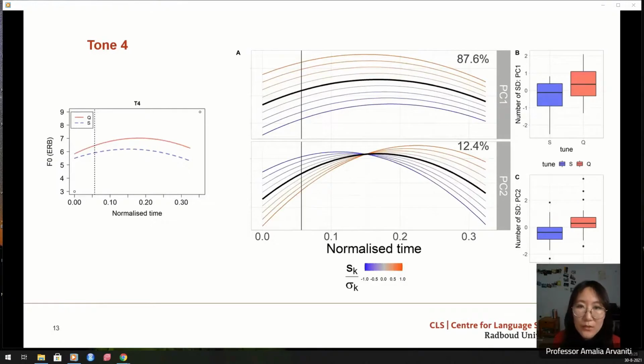All in all, 4 tones are showing that the questions have higher register than the statements. And in the questions, the falling tones don't fall as much as in the statements. And for the rising tones, the questions rise more than the statements.